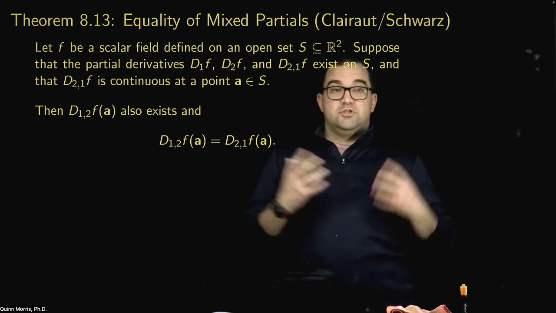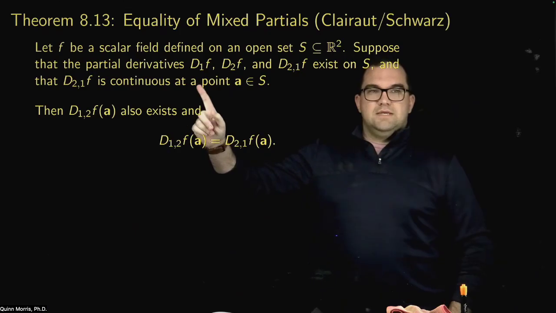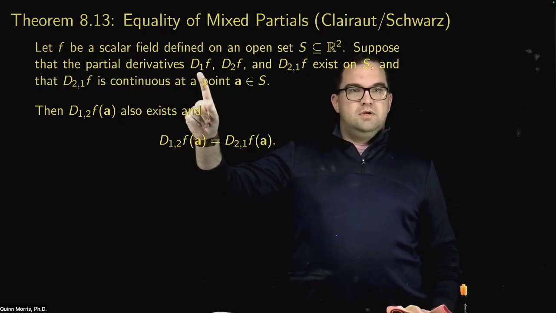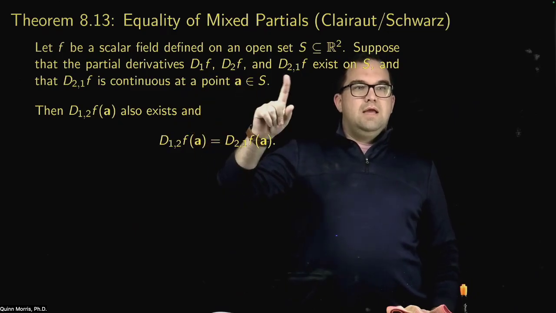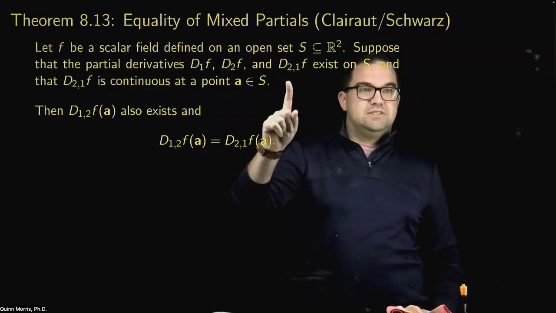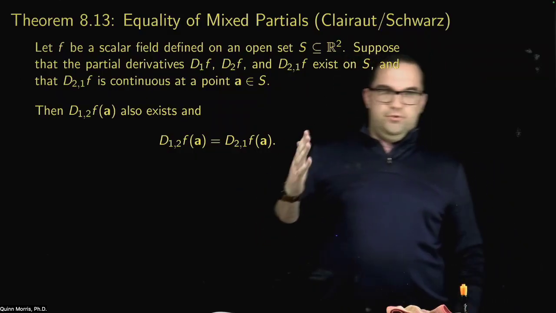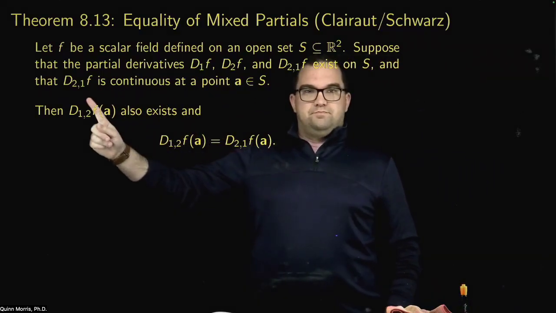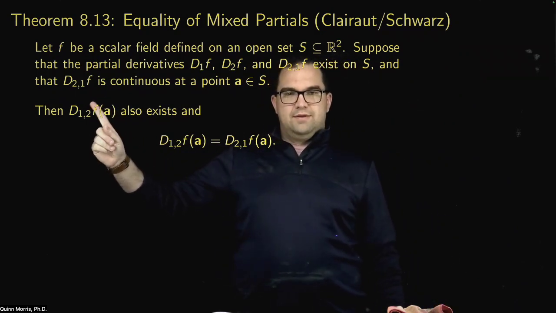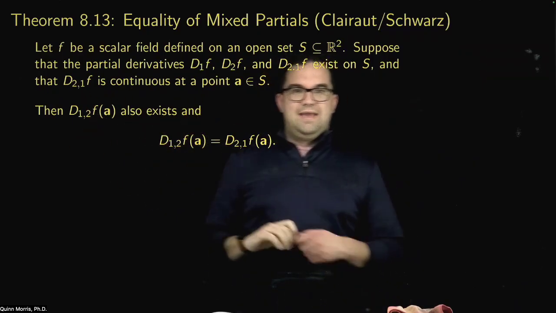So just to remind ourselves, the stronger form of Clairaut's theorem: before, we assumed the existence of the first partials, d1f and d2f, and we assumed the existence of both mixed partials. Now we're only going to assume the existence of one of the mixed partials. We chose d21, you could choose d12. And I put this up here. This, as I wrote it last time, is actually incorrect. You need more than just continuity at the point A here.